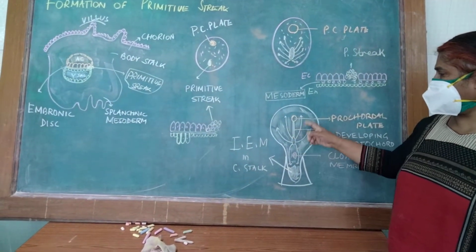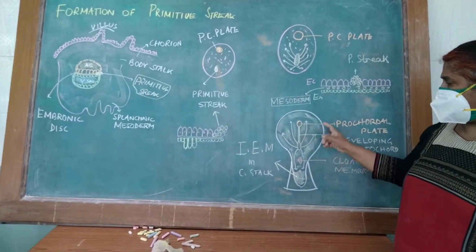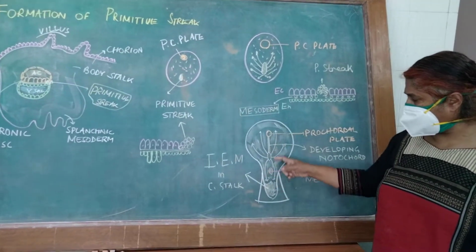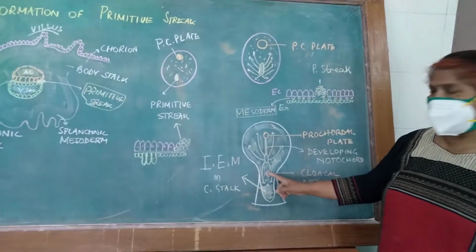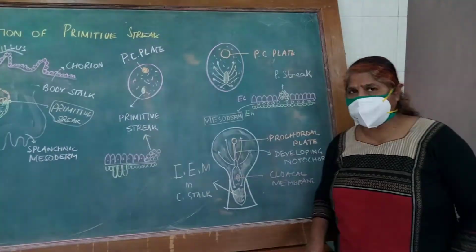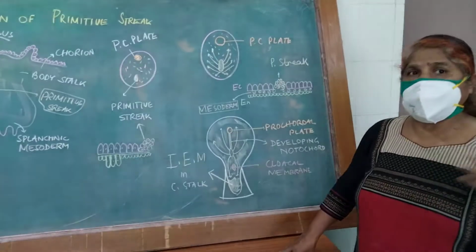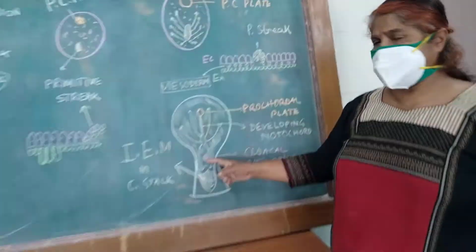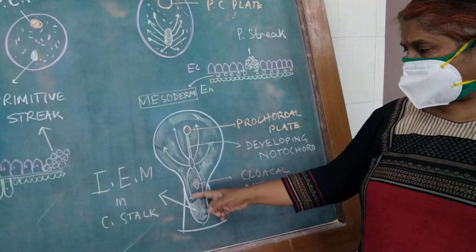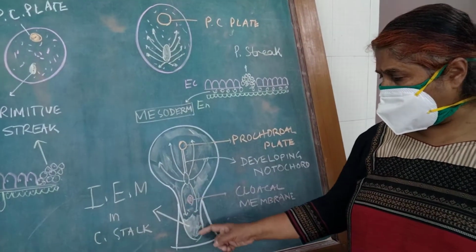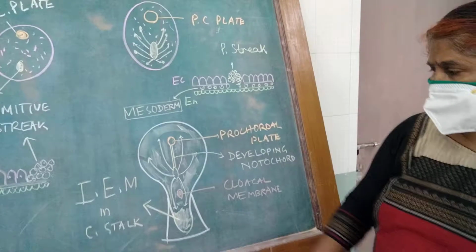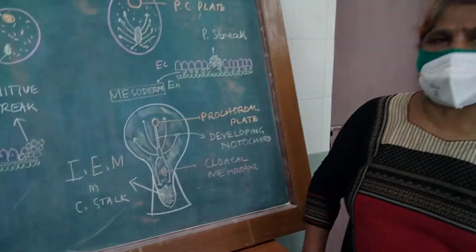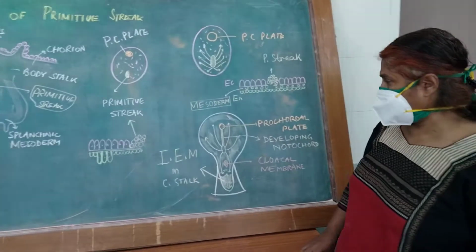And the primitive cells will invaginate in between ectoderm and endoderm in the cephalic region and also in the caudal region. Here is the part which is called the cloacal membrane, where there will be no invagination, it is only ectoderm and endoderm cells like the prochordal plate, that is called the cloacal membrane, and the cells will invaginate and enter into the connecting stalk. So intermediate cells will be entering into the connecting stalk. We will see what happens to those cells in future classes.